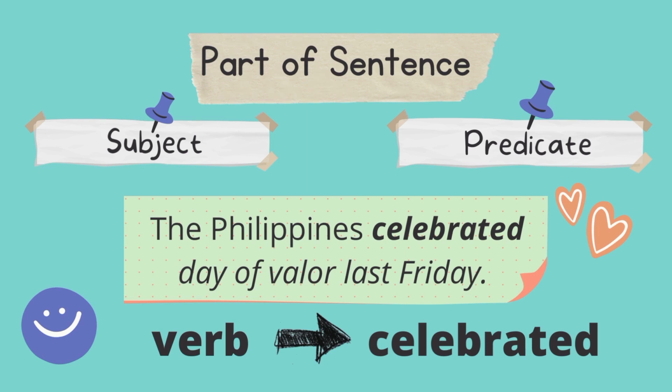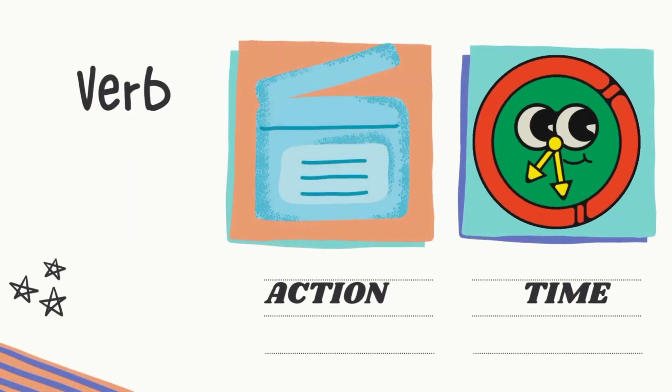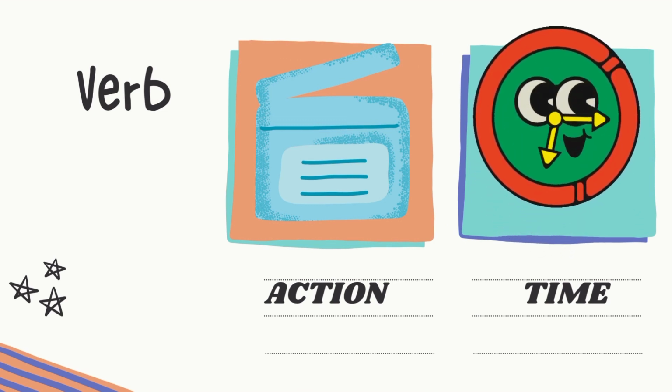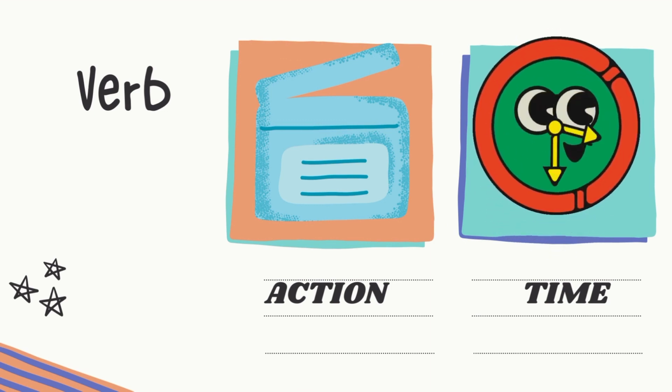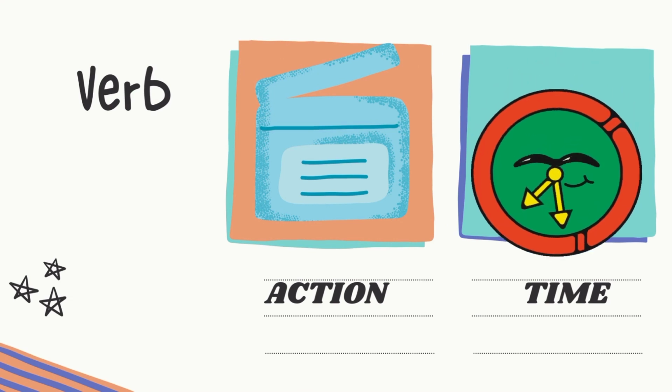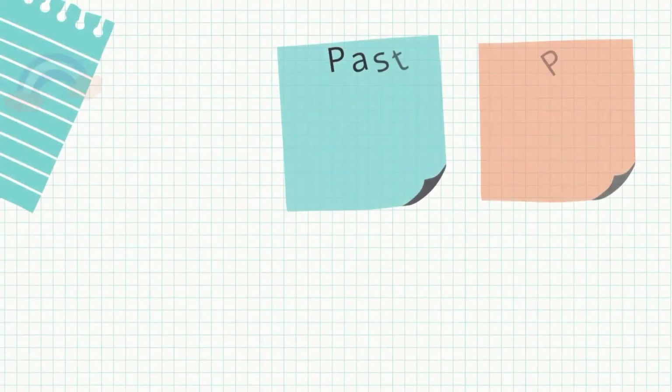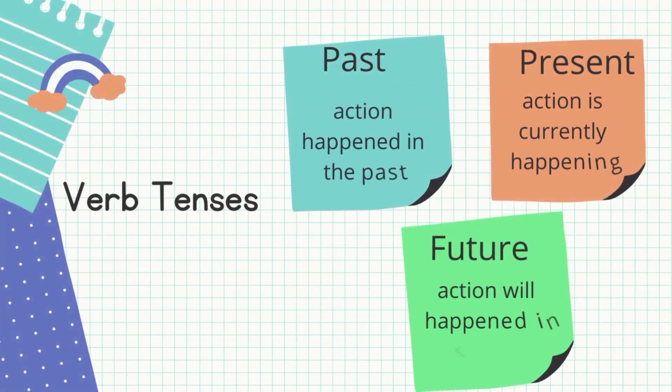The verb is celebrated. The general definition of a verb is that it expresses action, but bear in mind that verbs express not only action but also time. The time element of the verb is called tenses of verb. The verb is in past tense if the action happened in the past. It is in the present tense if the action is currently happening. The verb is in the future tense if the action will happen in the future.